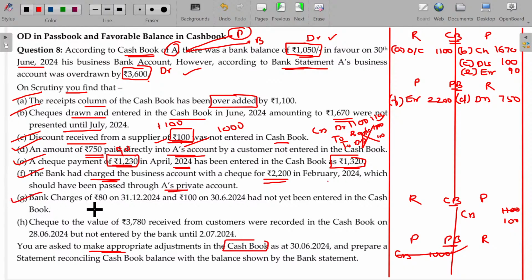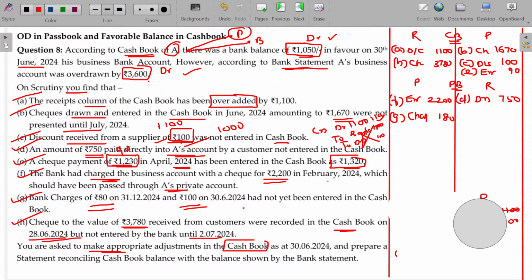The next one, G. Bank charges 80, 100 on this date had not been entered in the cash book. So there are charges, the value being 80 plus 100, 180. You can sum these two values. F. Checks to the value 3,780 received from customer were recorded in the cash book on this date but not recorded in the bank. So receipt side. H. Related to the check. The value being 3,780. Hope now you'll be able to understand all these values here.